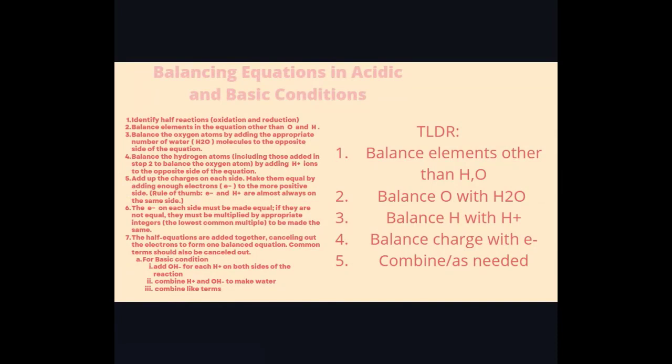Okay, and so the next step is that the half reactions are added together, canceling out the electrons to form one balanced equation. If reactants and products are on different sides, let's say I have water on the left side and I also have water on the right side from those 2 equations, what you want to do is subtract from the highest side. Let's say I have 5 waters on the left side and 6 waters on the right side. You would take 5 waters from the right side, so overall you have 1 water on the right side. So you always subtract from the highest place. And this is for acidic conditions.